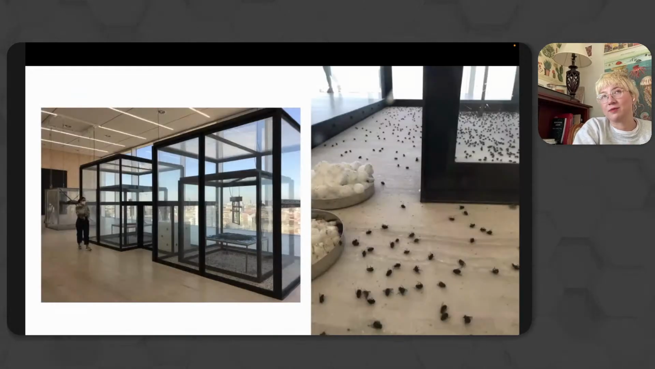Just another very cool example about art in our field. So this is Damien Hirst. These are his art pieces in Milan, in the gallery in Milan. It looks quite simple, flies and boxes.